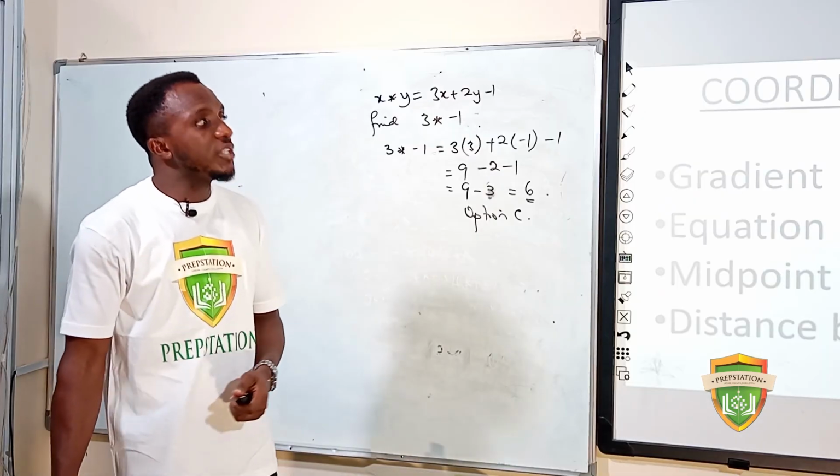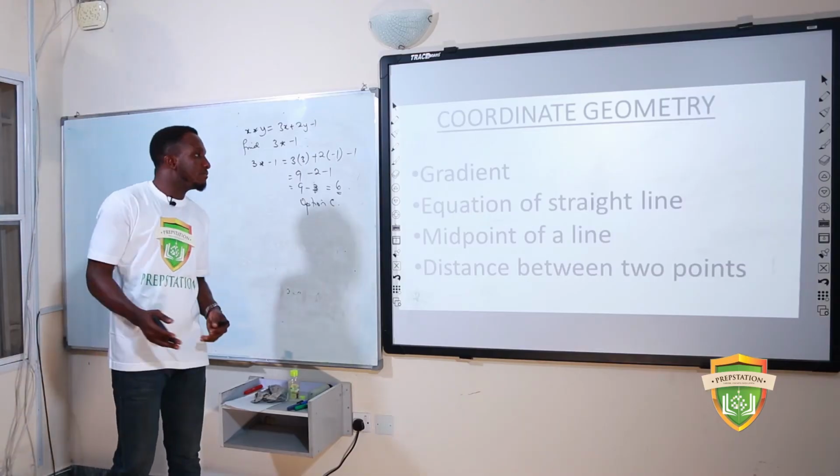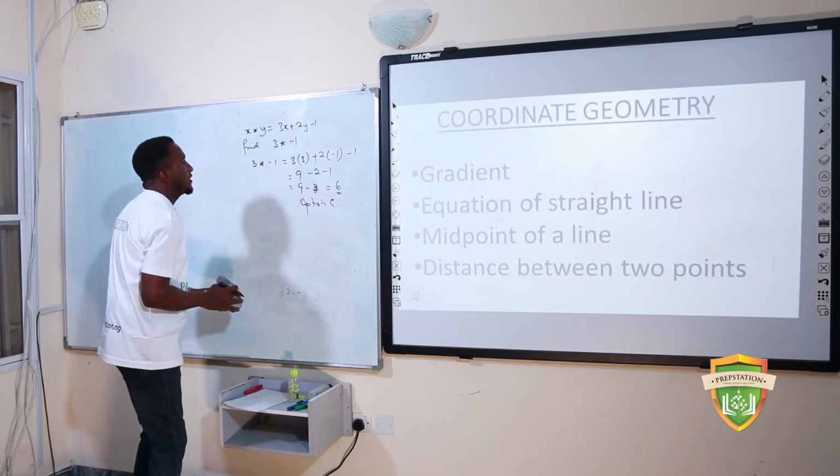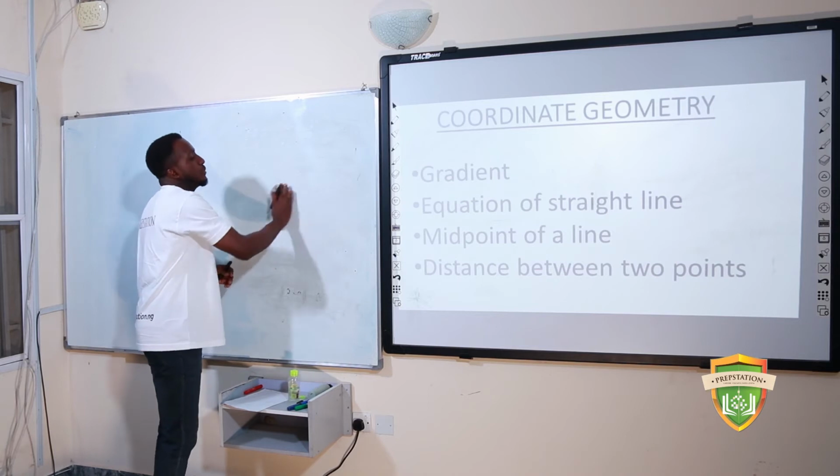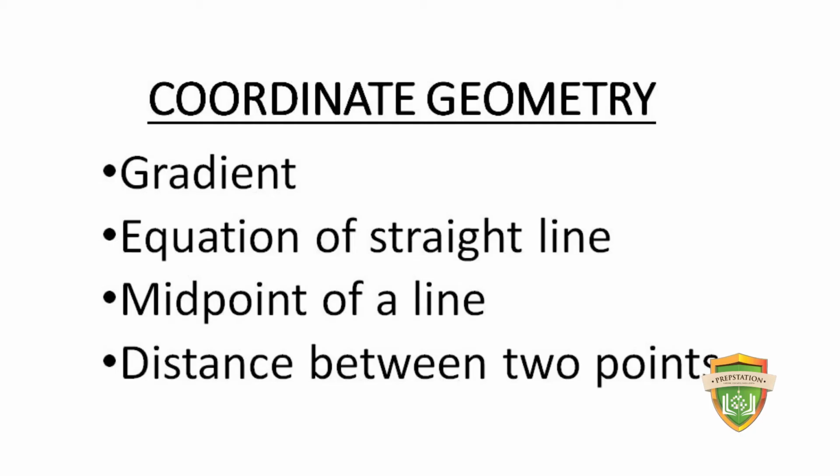Now, the next is coordinate geometry. We're drawing close to the end of this class. Coordinate geometry. Now, on the coordinate geometry, I'm going to teach you gradients, the gradient of a line, equation of a straight line, the midpoint of a line, and the distance between 2 points.